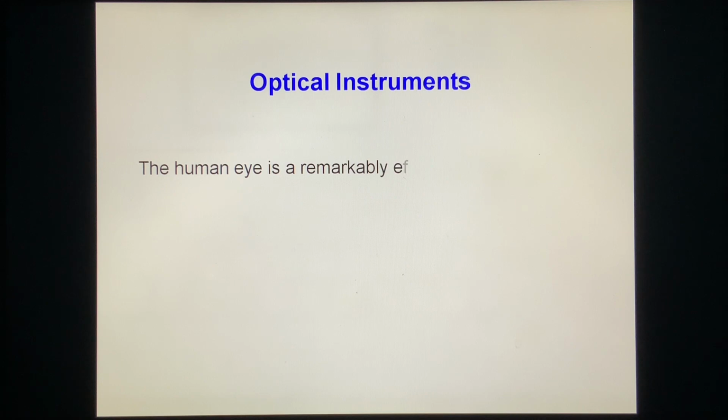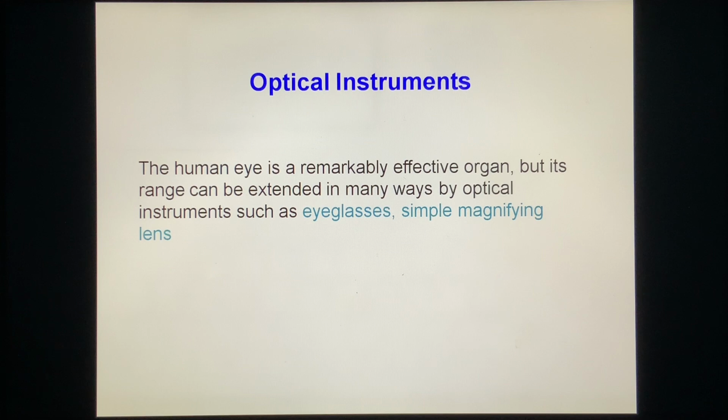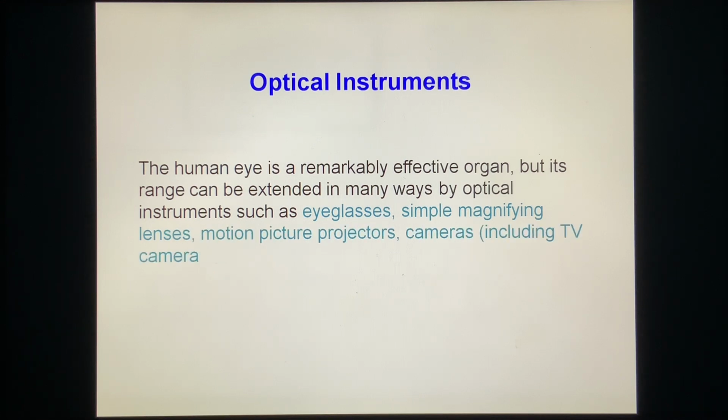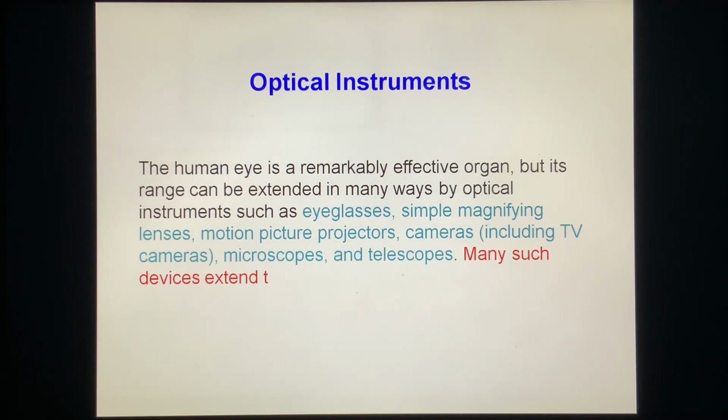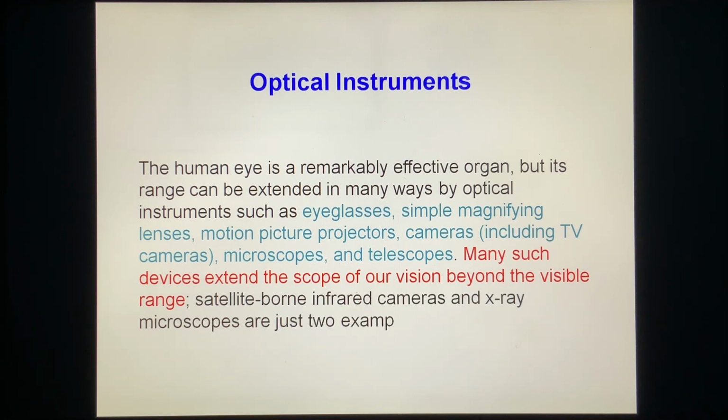The human eye is a remarkably effective organ, but its range can be extended in many ways by optical instruments such as eyeglasses, simple magnifying lenses, motion picture projectors, cameras including TV cameras, microscopes, and telescopes. Many such devices extend the scope of vision beyond the visible range. Satellite-borne infrared cameras and X-ray microscopes are just two examples.